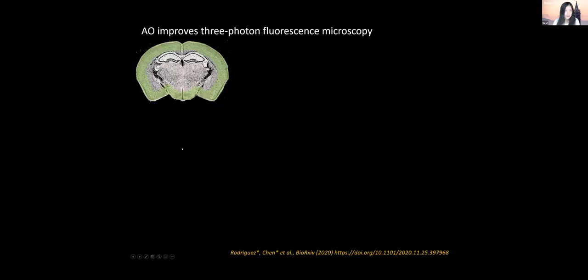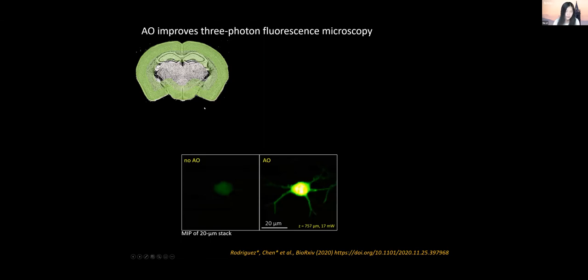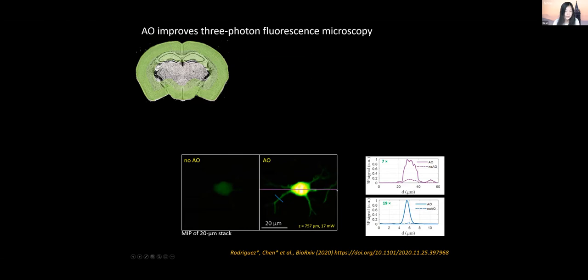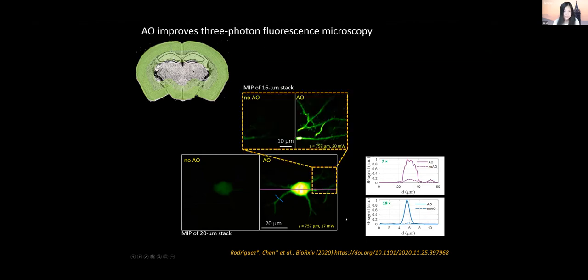More recently, in the effort of improving the in vivo imaging depths, Chris Xu's lab developed three-photon fluorescence microscopy, where longer wavelengths of the excitation light can be employed to reduce tissue aberration. We combined adaptive optics with three-photon fluorescence microscopy, and in this example, we were able to image a neuron at 757 micron below the surface of the brain at a very high resolution with the help of adaptive optics. If we compare the brightness of the cell body, AO increased it by about 7 times. And if you compare the brightness of a dendrite, the brightness increases about 19 times.